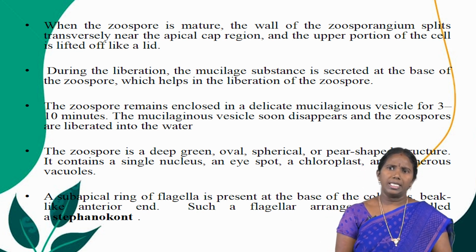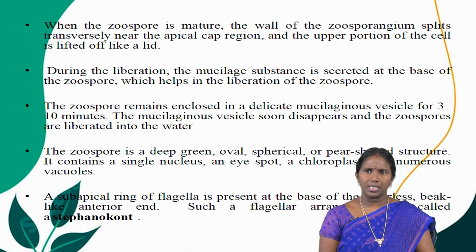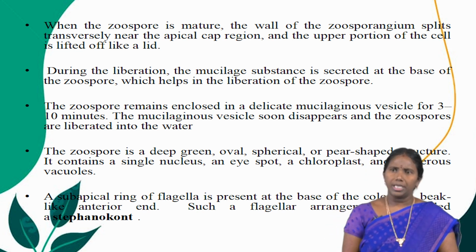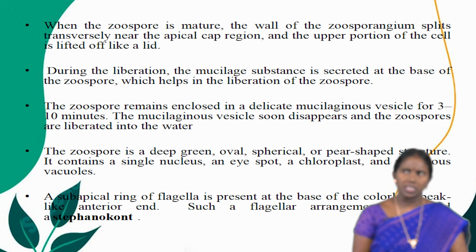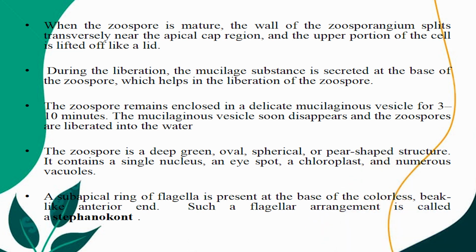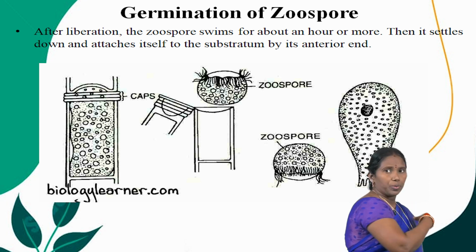The zoospore is a deep green oval, spherical or pear-shaped structure. It contains a single nucleus, an eye spot, a chloroplast and numerous vacuoles. A subapical ring of flagella is present at the base of the colorless beak-like anterior end. Such a flagellar arrangement is called stephanokont. This slide shows germination of zoospore.